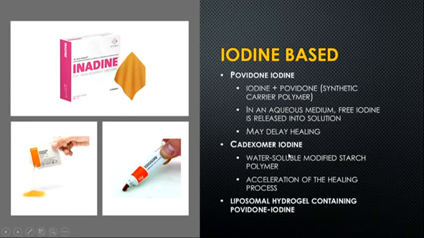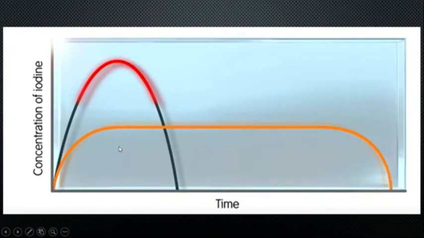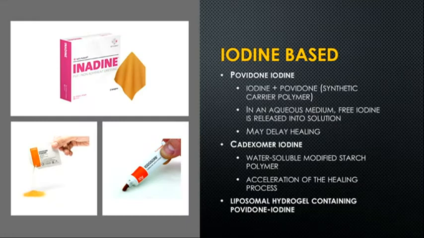Cadexomer iodine is different in that there are starch molecules or starch granules on which iodine molecules are placed. In contrast, cadexomer iodine has a much longer and steady, acceptable level of iodine in the wound, and I'll describe why that happens. Because of that, it's not toxic to the host cells, and in addition to killing off the bacteria and the organisms, it actually promotes healing in the wound. The third group of iodine-based dressings are liposomal povidone iodine, which we don't have in the local market.